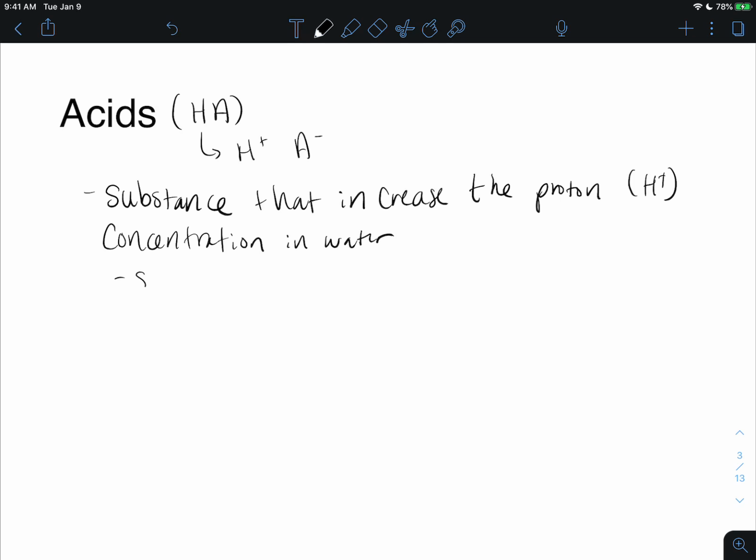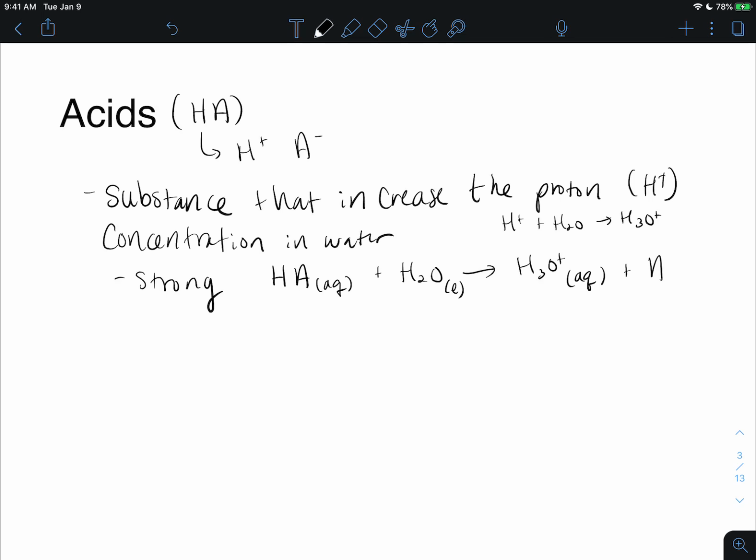So if we have a strong acid, remember this is a strong electrolyte, so it completely breaks down. We have that acid. When it's added to water, it completely breaks down into hydronium, which is just H+ ions plus water, hydronium ions and our anion, whatever that anion happens to be.